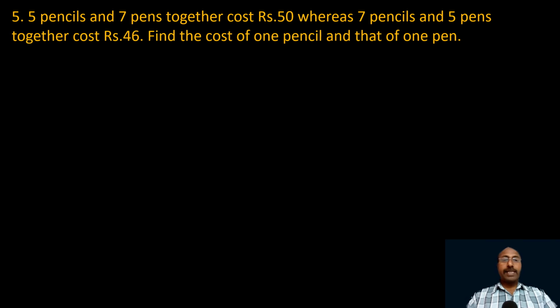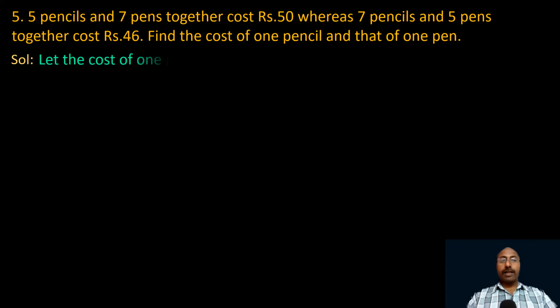5 pencils and 7 pens together cost 50 rupees, whereas 7 pencils and 5 pens together cost 46 rupees. Find the cost of one pencil and that of one pen. That is the question. Okay, so here it is given that the cost of total 5 pencils and 7 pens is 50 rupees and the cost of 7 pencils and 5 pens is 46 rupees. So we need to find the cost of one pencil and one pen.